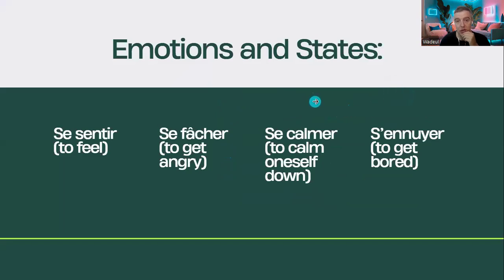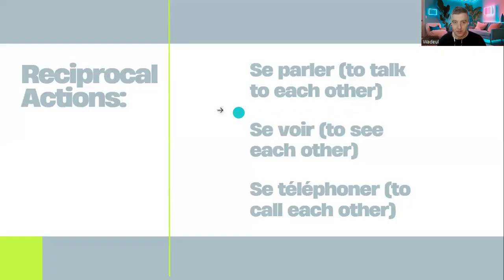Then about the emotions, se sentir, very important. Se fâcher, to get angry. Se calmer, s'ennuyer. As you can see, all the definitions here, that's very, very important. So emotions, we also use them. Then very important when we want to express like each other. So we call it like reciprocal action. You don't need to remember that. It's just like a crazy word, but remember them. That's the most important, right?